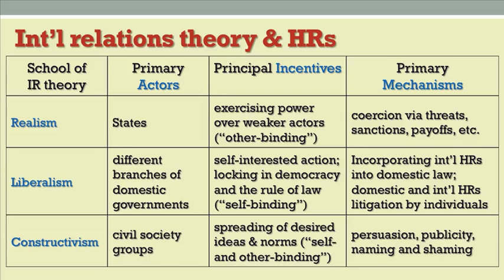The primary mechanisms by which these actors do this would be the incorporation of international human rights laws and institutions into domestic legal systems, and also by providing a way for individuals on their own, private actors, to engage in litigation against governments who have allegedly violated their human rights. That litigation could occur at the domestic level or at the international level, and we'll look at examples of both in the coming weeks.